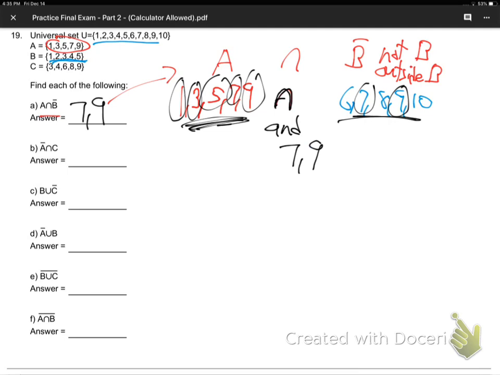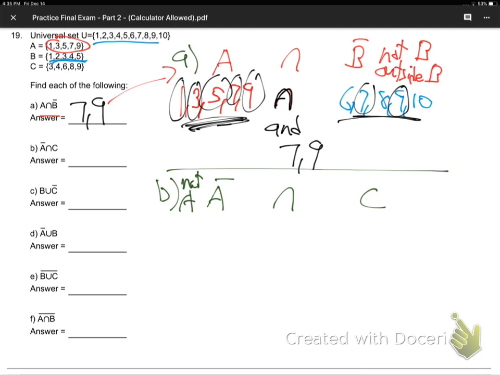All right, let's try part B. That was A. Part B, it's A bar overlap C. So A bar, that's what's not in A. So A is the odd numbers. So what's not A is the evens: 2, 4, 6, 8, 10. Overlap with C. What's C? It's right there. 3, 4, 6, 8, 9.